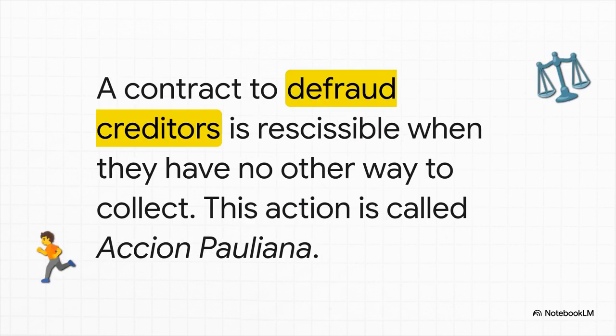Next up, C is for creditors. This is when a debtor gets sneaky. They know they owe money, so they sell or donate their stuff to someone else, so it looks like they have nothing for the creditors to collect. This move to rescind that shady contract is called accion pauliana. It's a creditor's last-ditch power move when all other options to collect are gone.